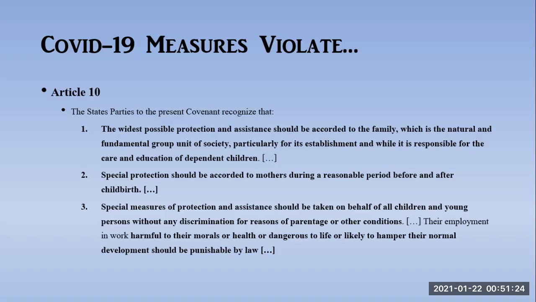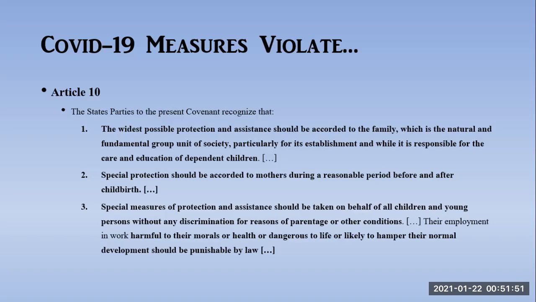Part 3 says that special measures of protection and assistance should be taken on behalf of all children and young persons without any discrimination for reasons of parentage or other conditions. And say, for example, if they're working, their employment in work that is harmful to their morals or health or dangerous to life or likely to hamper their normal development should be punishable by law.